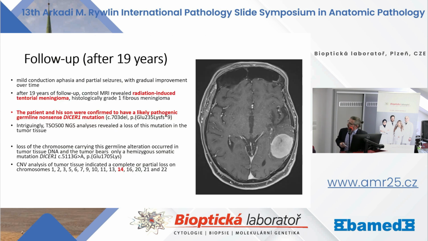And this is the follow-up of our patient. Interestingly, we didn't find this germline mutation in the tumor tissue, but we found that there was a loss of chromosome 14 in the tumor tissue. So at the beginning, the tumor had biallelic inactivation of this gene, and in tumor progression, it lost the chromosome with the germline mutated allele. This is quite an interesting finding in our case, and it can happen sometimes.